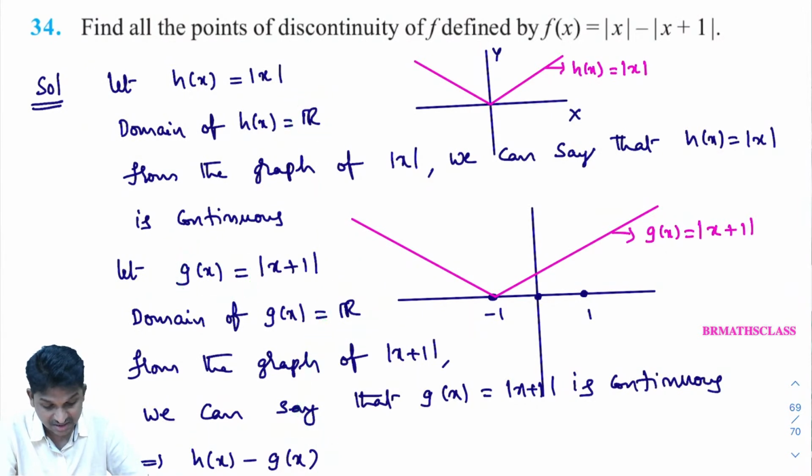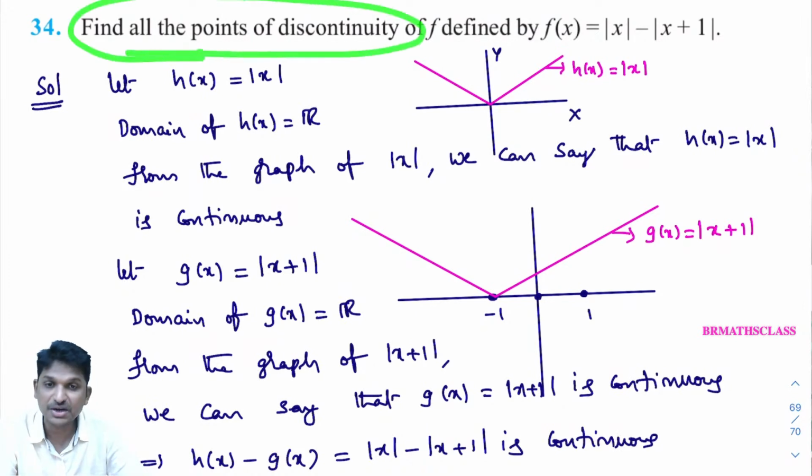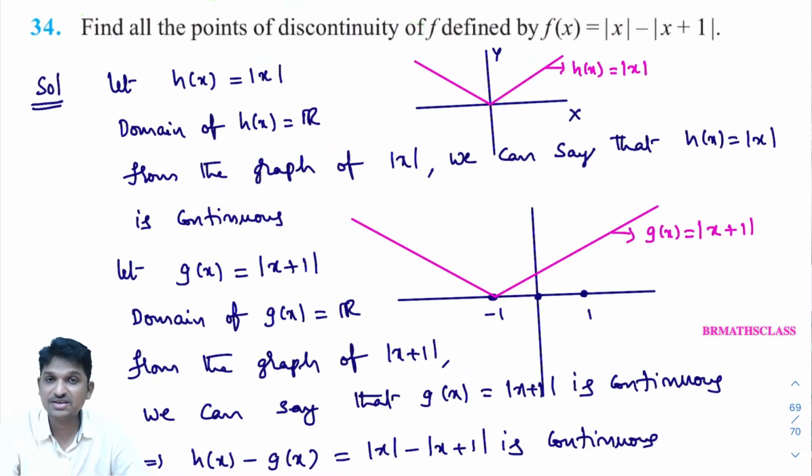So h of x minus g of x is here mod x minus modulus of x plus 1, which is continuous. What are they asking in the question? Find all points of discontinuity. But here there is no point of discontinuity. This function is a continuous function. There is no point of discontinuity. I hope you understand this.